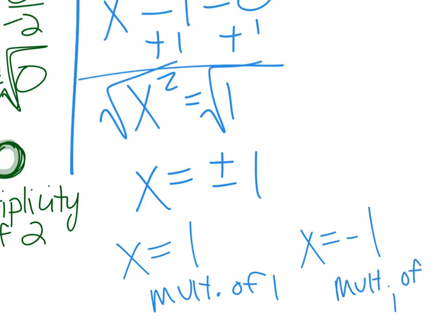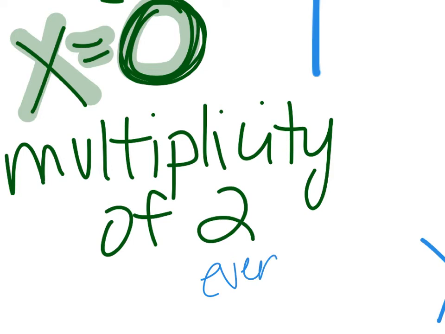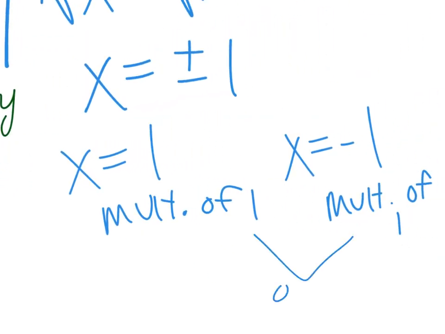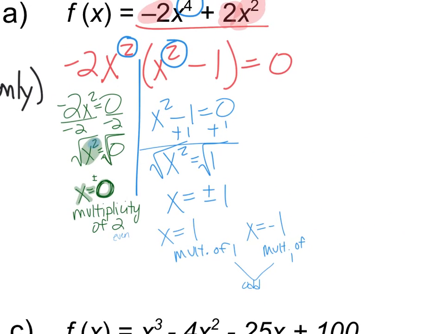And you may also see the terminology that it's even or odd multiplicity. So a multiplicity of 2 obviously would be even. A multiplicity of 1 would be odd. So you might see that terminology as well. So there's what it's asking us for.